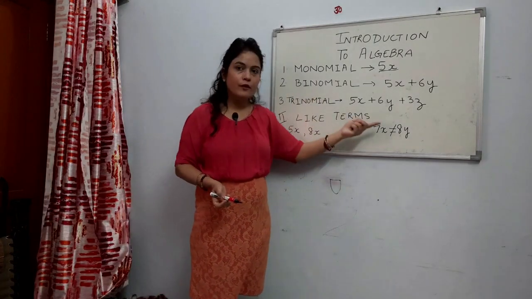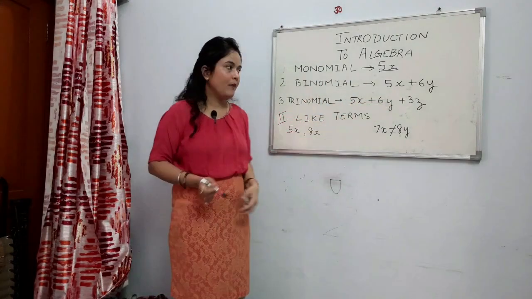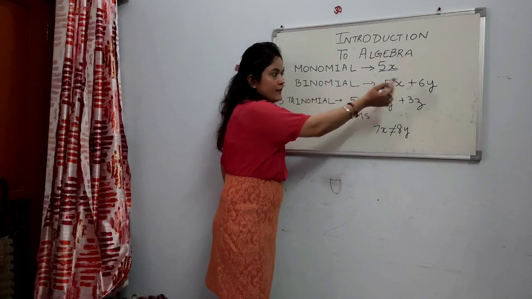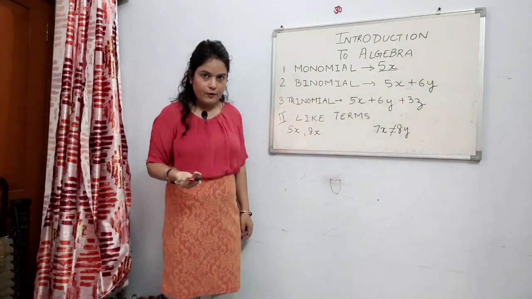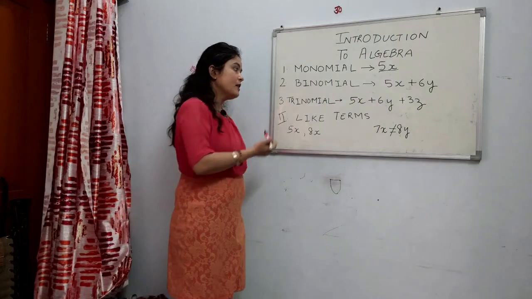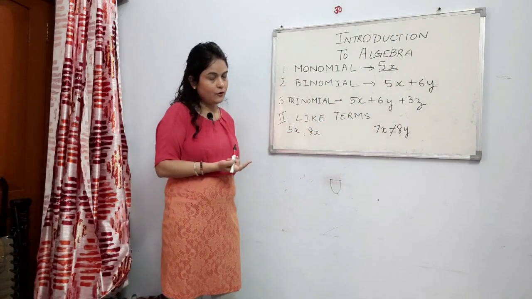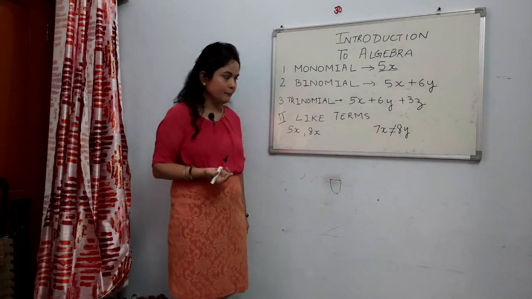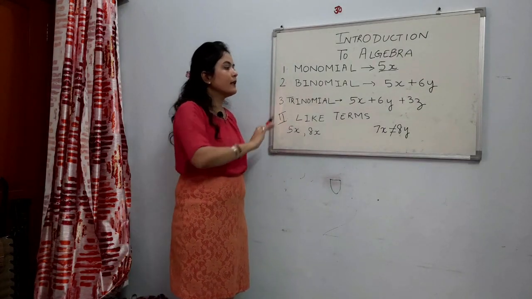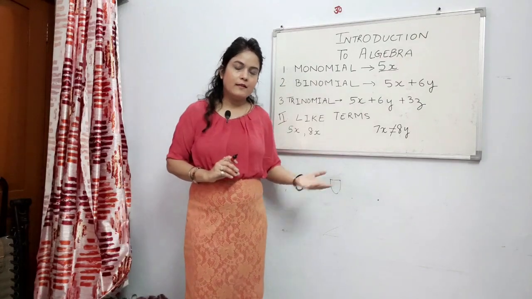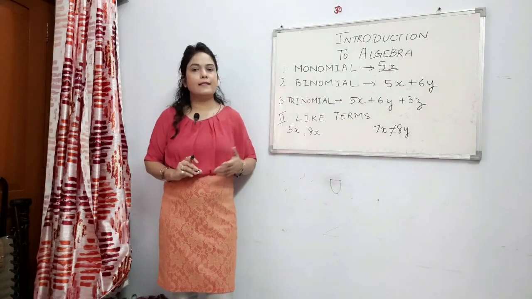If we have more than one term, that is, two terms are there. You can see two terms are there, 5x and 6y. So there are two terms and that is why it's binomial. Trinomial, we can see 5x plus 6y plus 3z. So we have three terms over here. So that's a trinomial. And this is just the first exercise of class 6 ICSE board.